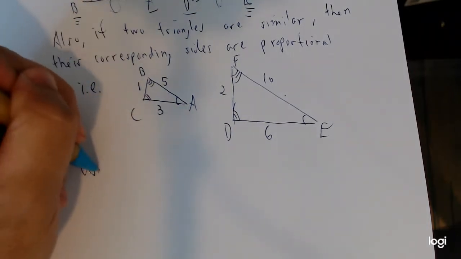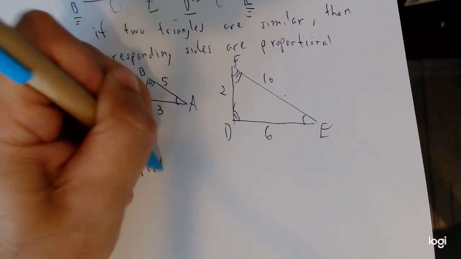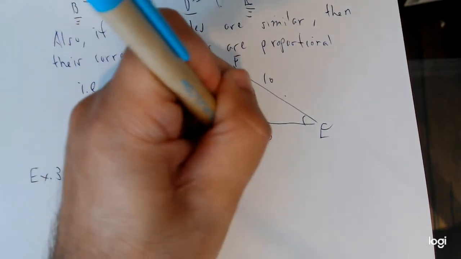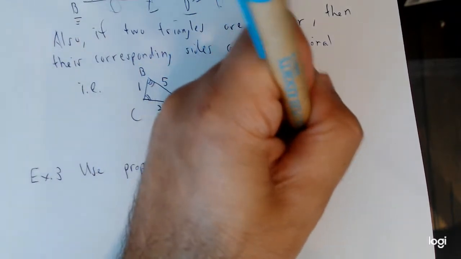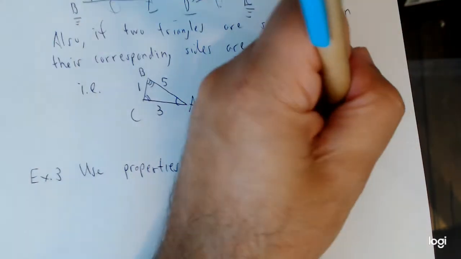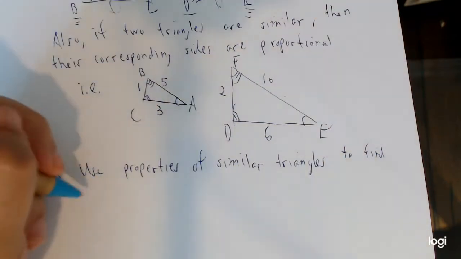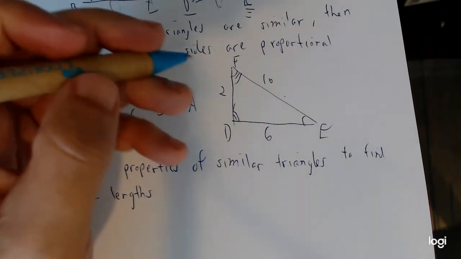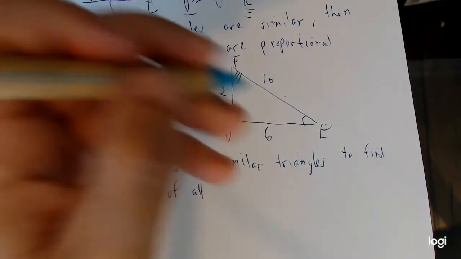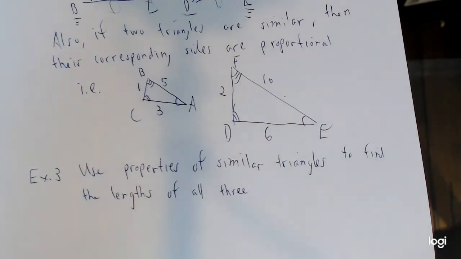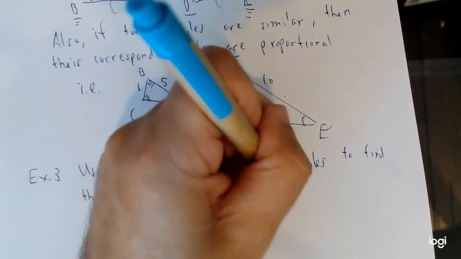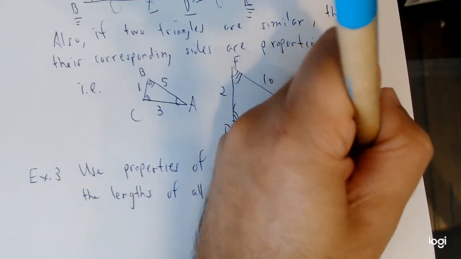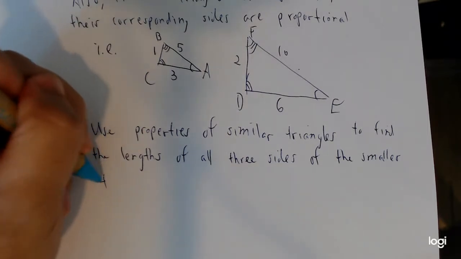So we could say: use properties of similar triangles to find the lengths of all 3 sides of the smaller triangle.